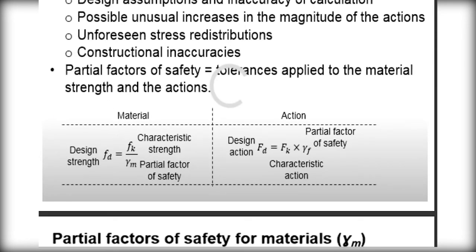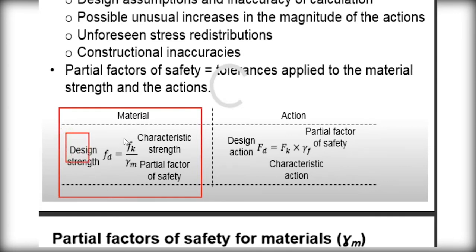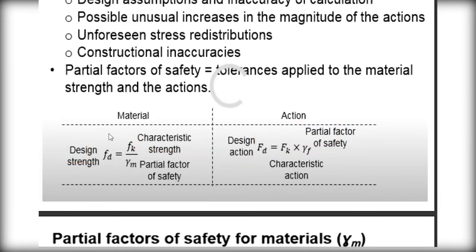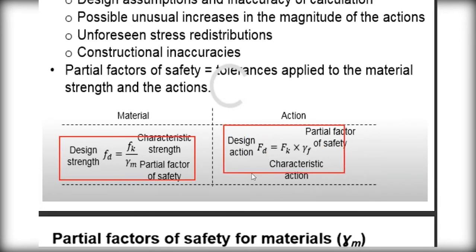So generally, the design strength is a function of the characteristic strength over the partial safety factor. In terms of action, the design action is Fk times gamma f, meaning the characteristic action times the partial safety factor. This is for the design action, and this is for the material. Then in terms of material, you divide. In terms of material, you divide, but in terms of force, you multiply. So it is a matter of which one you are dealing with.